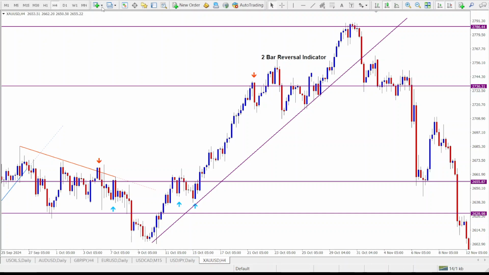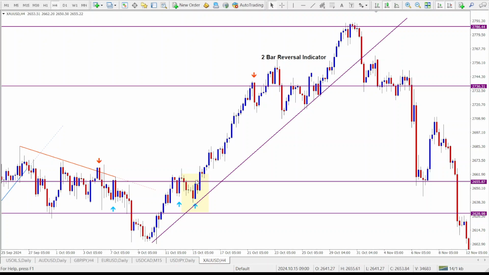So we had a confluence around here, right? We have talked about confluence in previous videos. You might want to check that out, right? So we can see that we had a buy signal from the 2-bar reversal indicator. We also had a bullish engulfing pattern around here. At the same time, we had price bouncing off this trend line support.